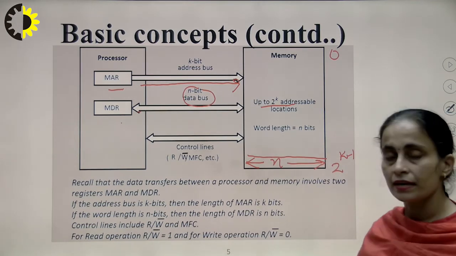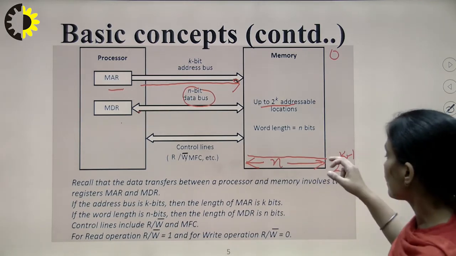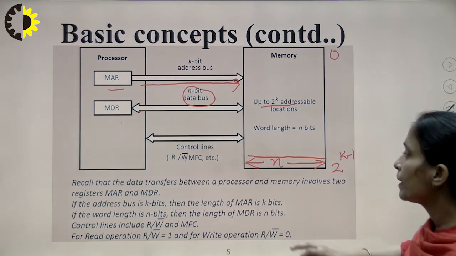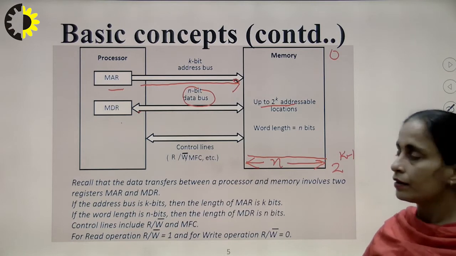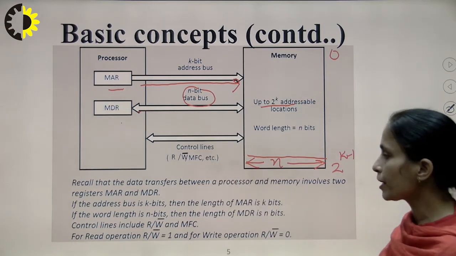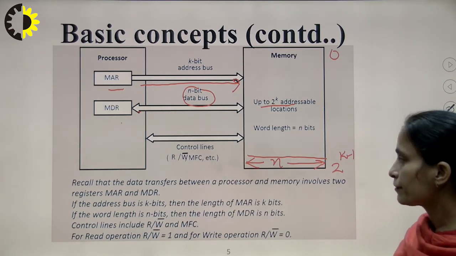Either it is my data or it is my program. This refers to my control lines. They are also bidirectional, performing a read operation, write operation, WMFC.